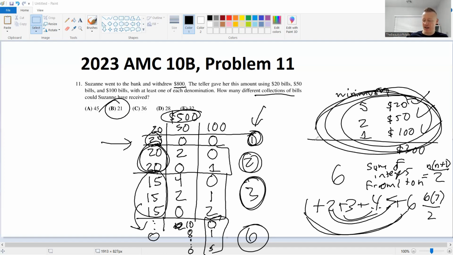This selection over here has no impact. That's just covering the minimum criteria. That's it for this problem.